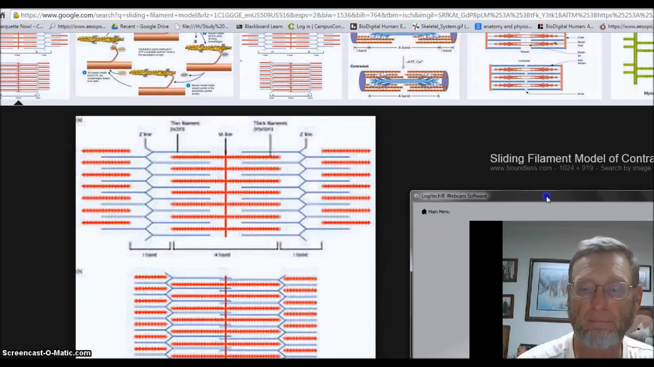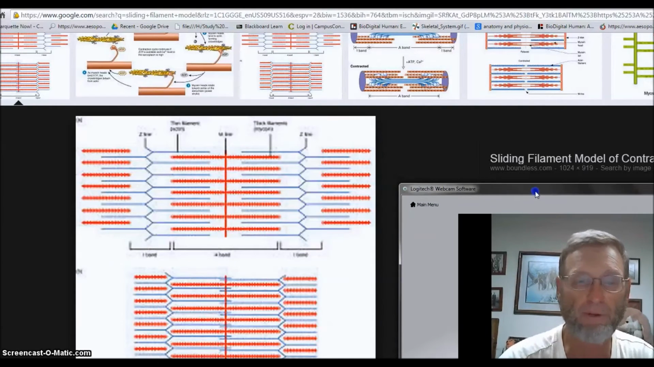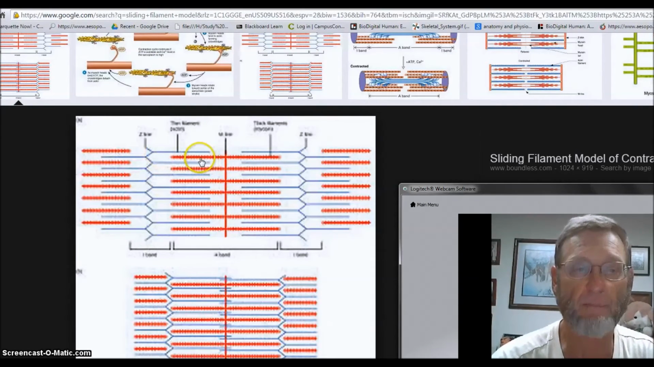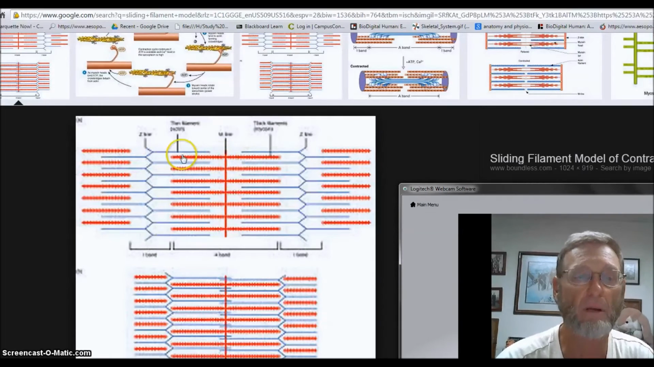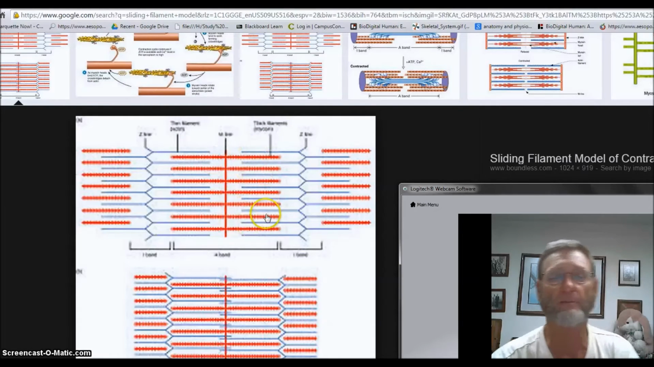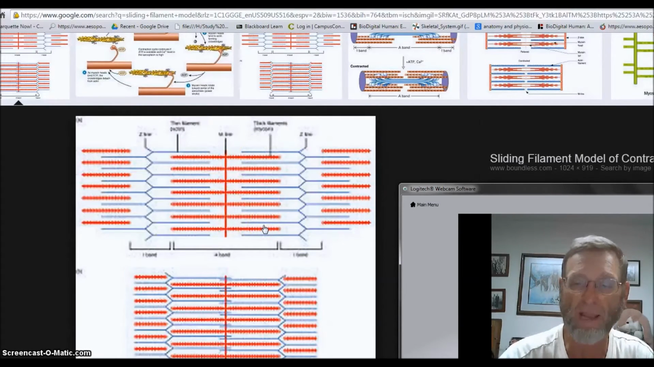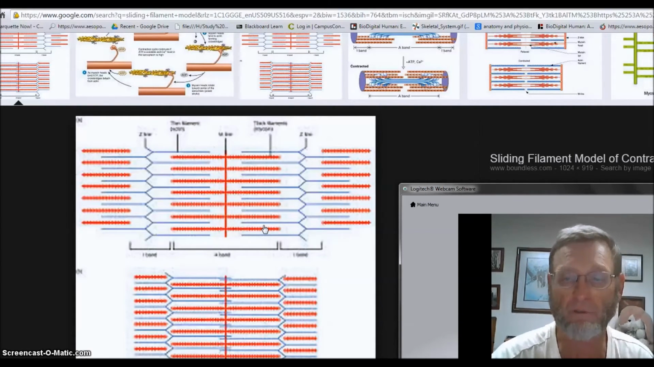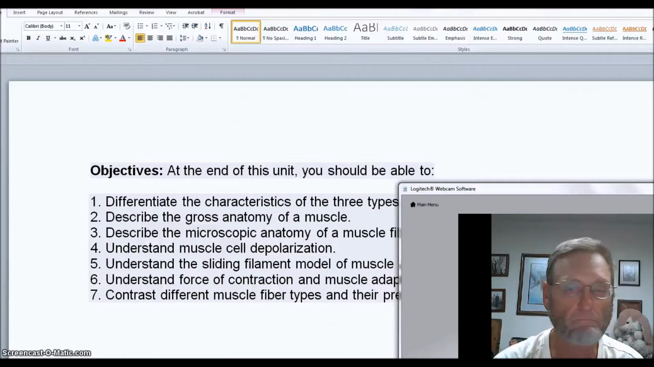Okay, so remember, in the sliding filament theory, if we're looking at a striated skeletal muscle, we have actin and myosin fibers that overlap, and what happens is that when calcium rushes in, these fibers can slide across each other, and the overlap between the actin and myosin is the dark bands that is seen in tissue slides or histology slides of skeletal muscle tissue.